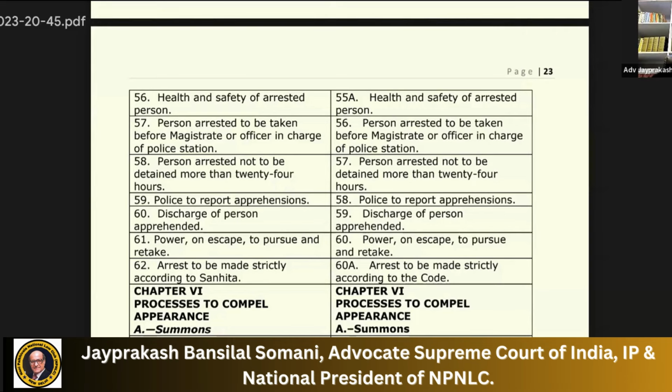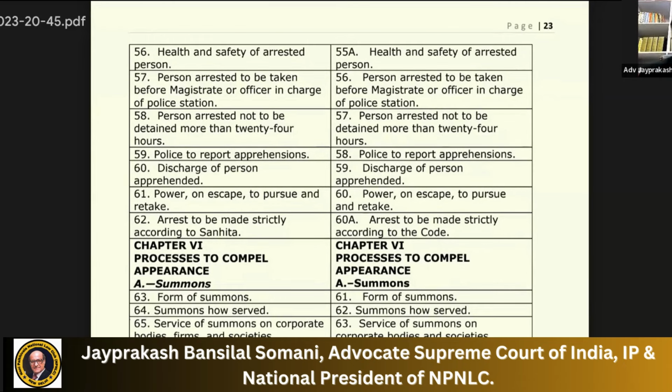So, after arresting any person, the police officer should take that person before the nearest magistrate, even though that day is a holiday. So that is the procedure. Where is that procedure given in BNSS? In section 58 now, and its corresponding section was CrPC section 57. Section 59 of BNSS, police to report apprehensions. Its corresponding section was CrPC section 58.